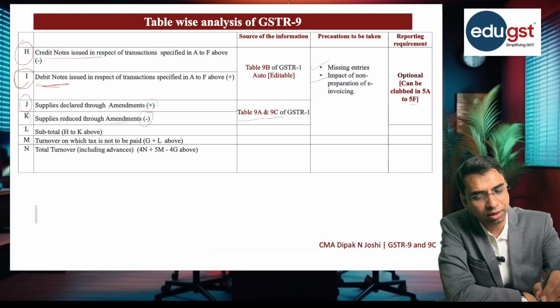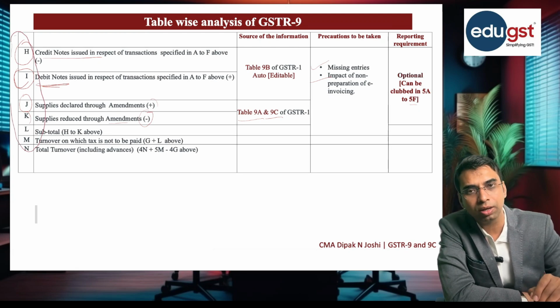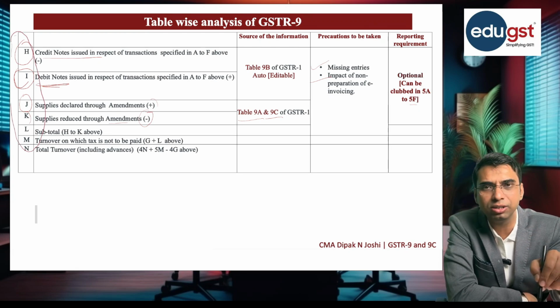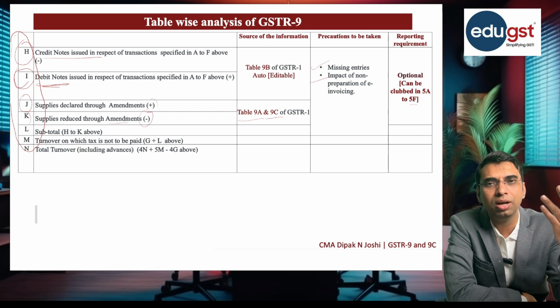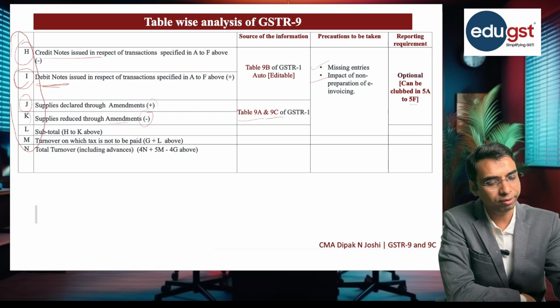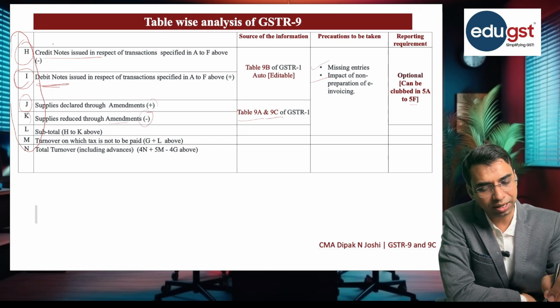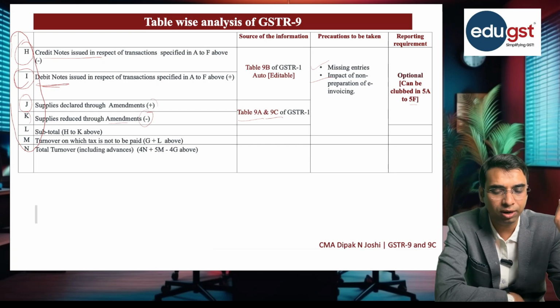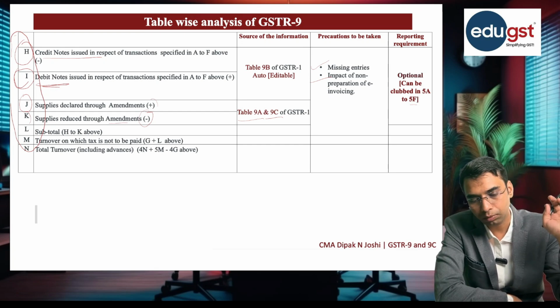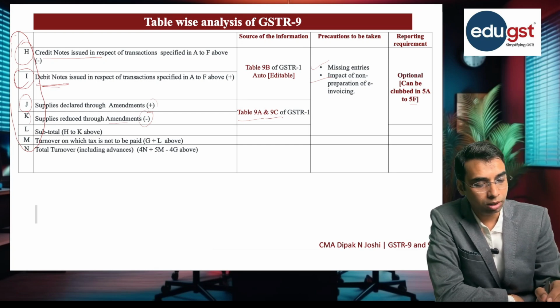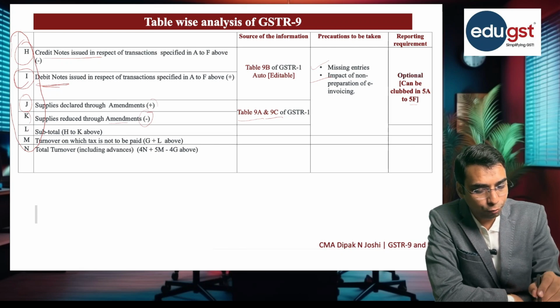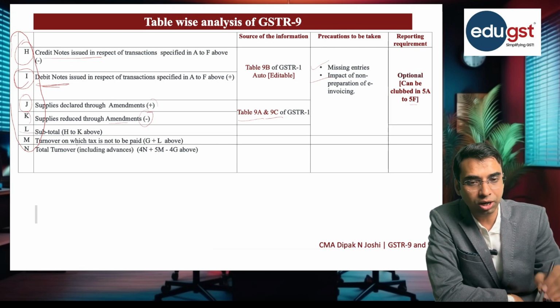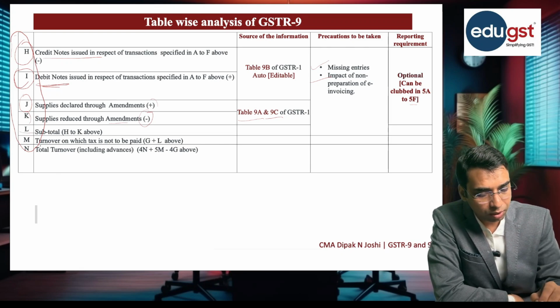When separate details are available with you and separate reporting is also available, in that case there is no point in reporting that information in table number 5A to 5F. Keep that information separately, report that information separately in table number 5H, 5I, 5J and 5K of table number 5. Right? Now table number 5L is subtotal of H to K, right?